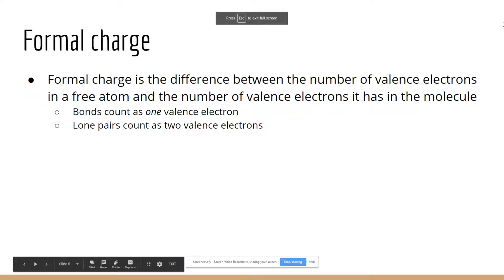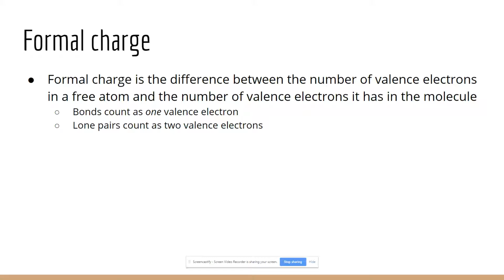Pause here. So sometimes you'll have more than one resonance structure, and they'll all be more or less the same, like you're just moving a double bond around or you're just moving a negative charge around, but that's not always the case. Sometimes you'll actually be putting the charge onto different elements, and we'll see an example of that. So formal charge is a way that we determine which resonance structure is going to be the most dominant one. Formal charge is just the difference between the number of valence electrons in a free atom and the number of valence electrons it has in the molecule. Bonds are going to count as 1 valence electron, and lone pairs will count as 2.